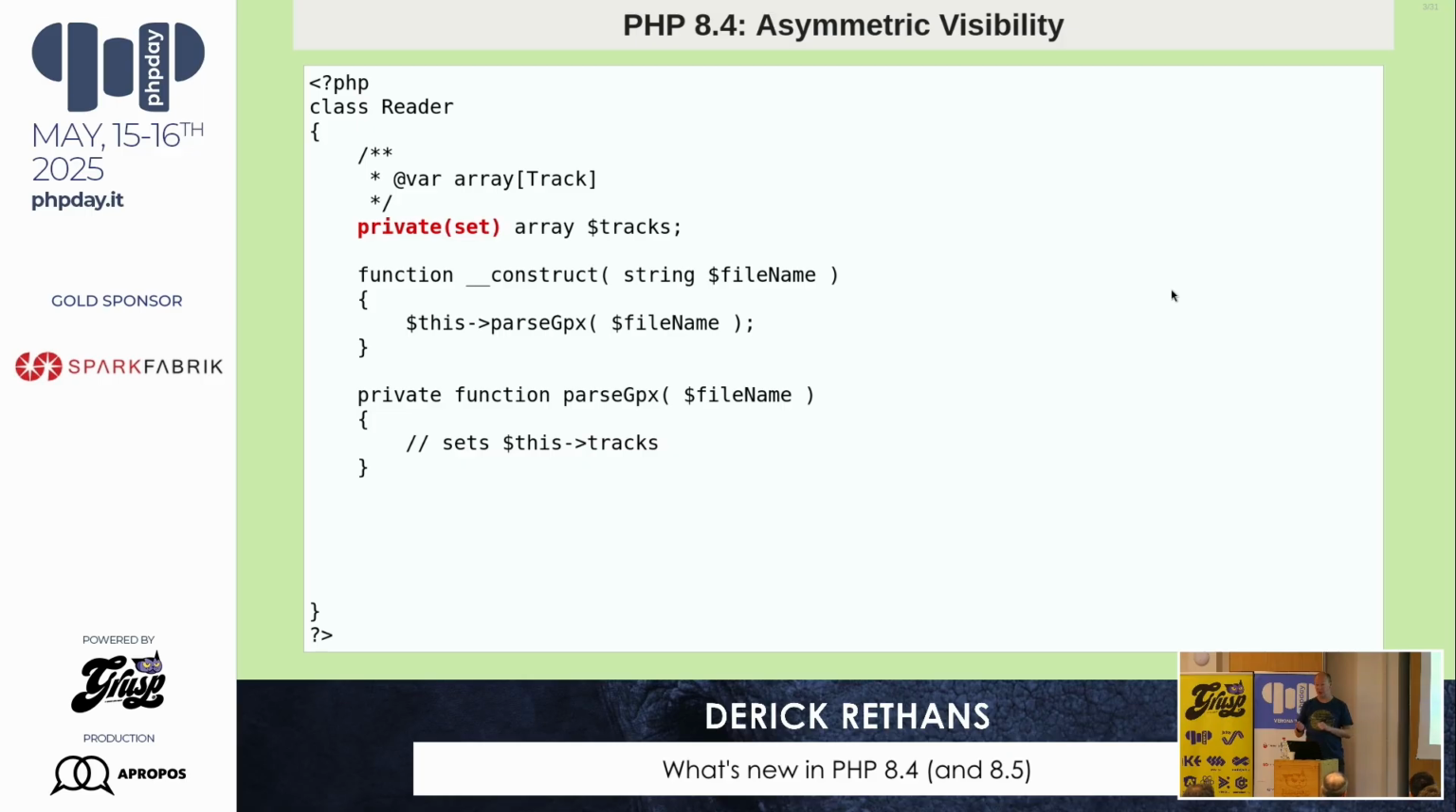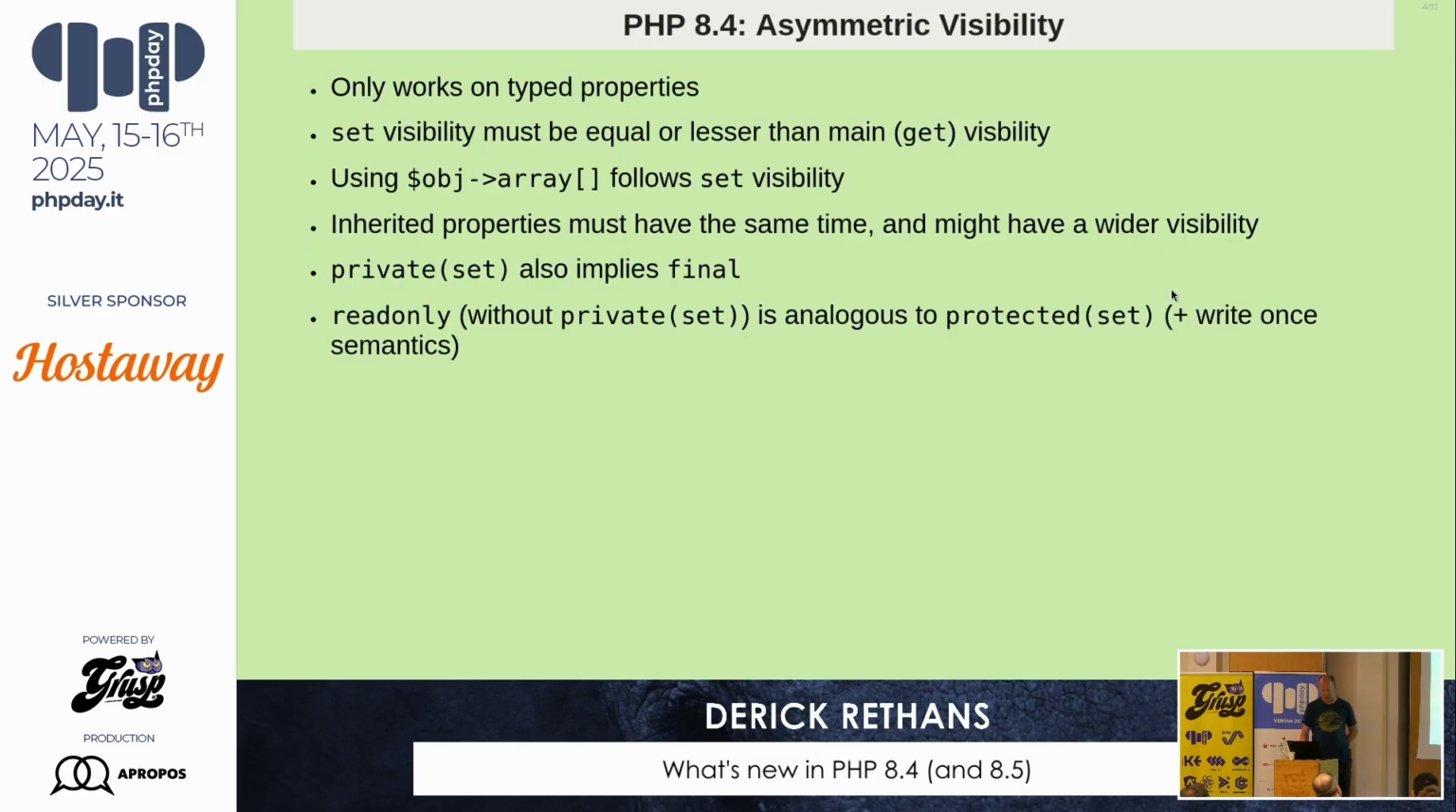You can create any combination, but the strictness of the set needs to be the same or higher than the getter. That sort of makes sense if you think of it. So you can't have a private get and a public set. It won't allow that. Again, also not very useful. So this asymmetric visibility actually comes back in a few other things.